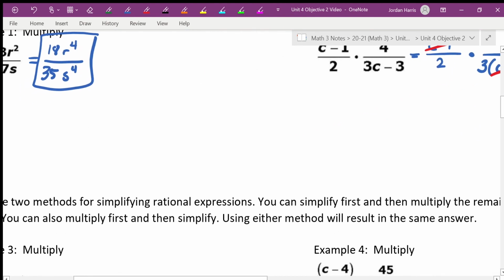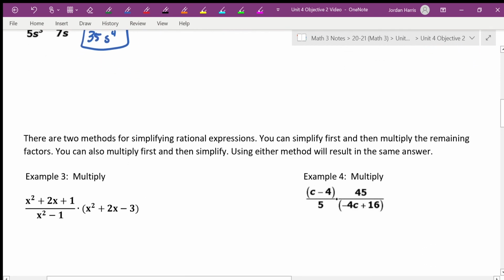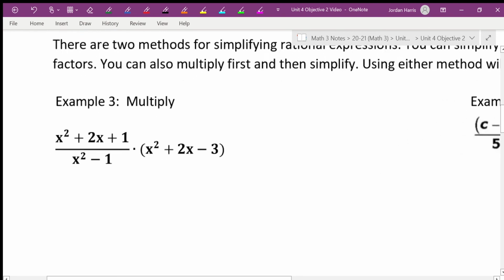Okay? So there are 2 methods for simplifying rational expressions. You can simplify first and then multiply the remaining factors. You can also multiply first, then simplify, just like I said. Using either method will result in the same answer.